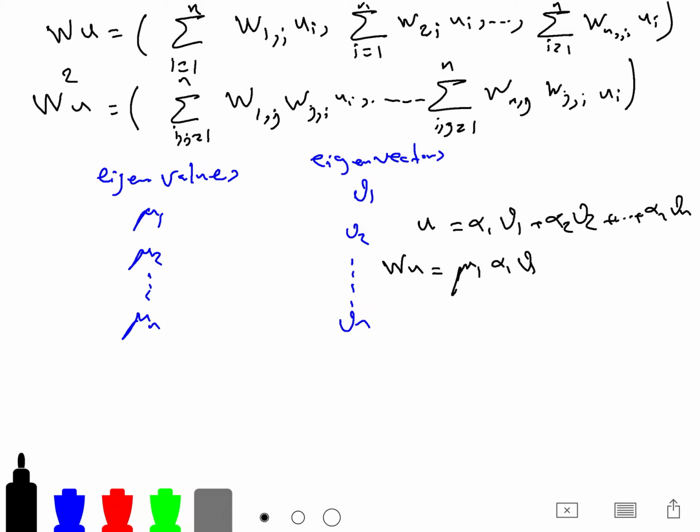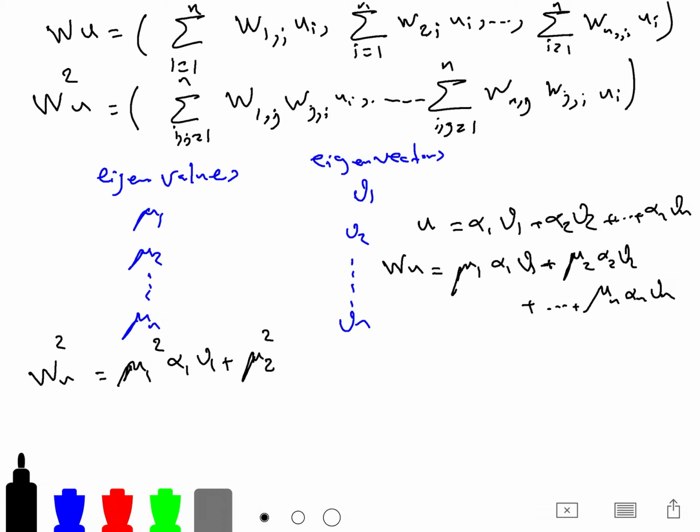mu 1 alpha 1 v1 plus mu 2 alpha 2 v2 plus mu n alpha n vn. Same for second order. You can write mu 1 squared alpha 1 v1 plus mu 2 squared alpha 2 v2 plus mu n squared alpha n vn.